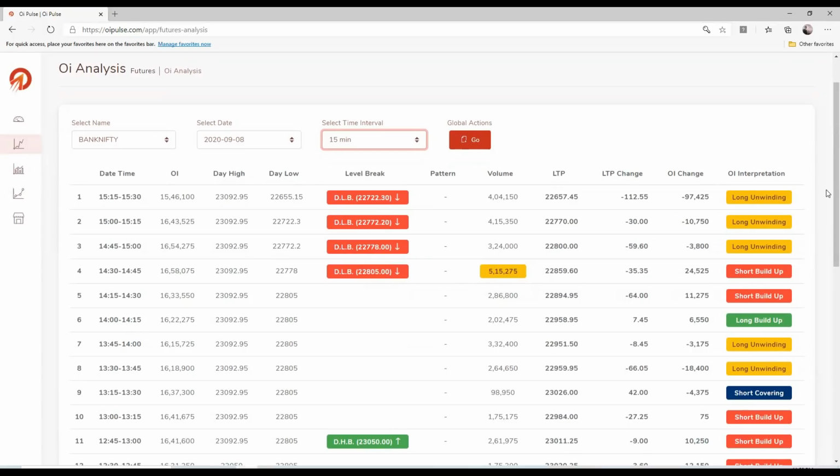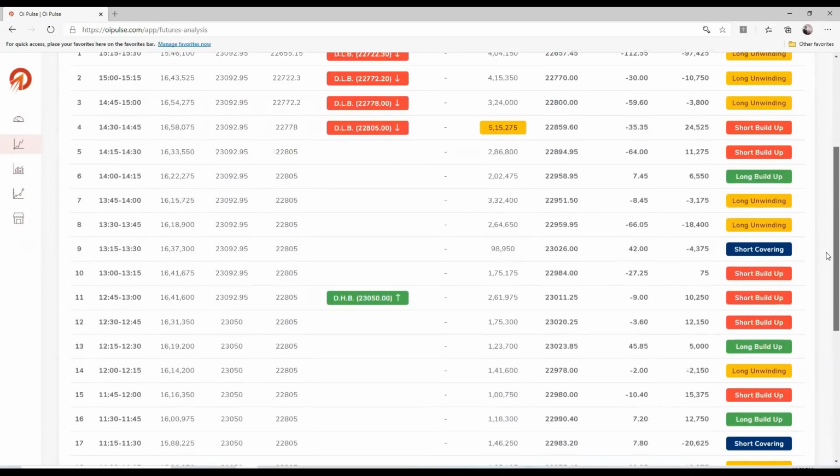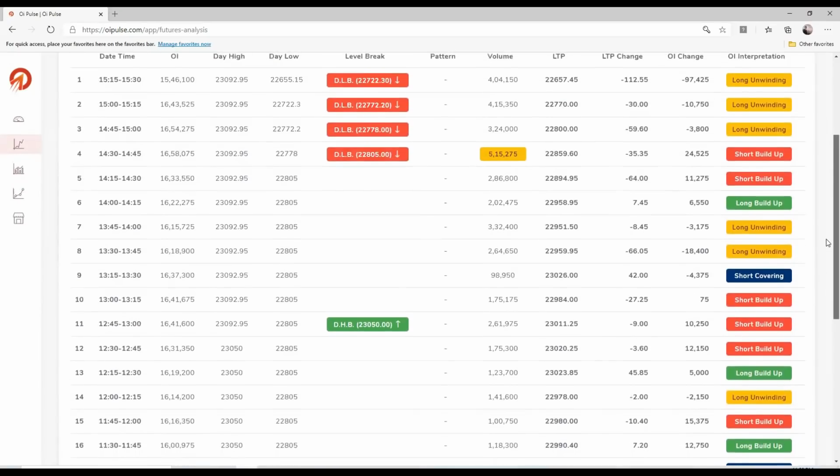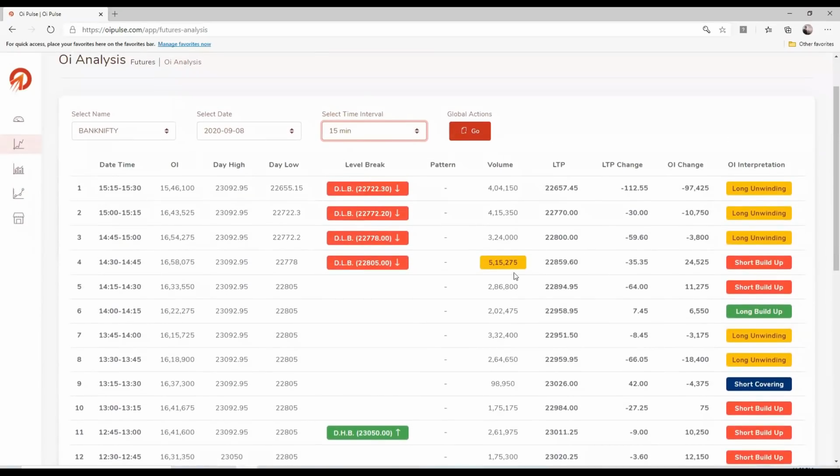Look at this. Towards the late end, from the morning there was long build-up and short build-up and everything was happening. Something that will catch our eye is whenever we see a high volume at a particular time, we always capture that within a yellow bar, to show that this is what is happening in that particular time frame. Okay, and typically this is the highest volume that got traded, which was between 14:30 and 14:45.